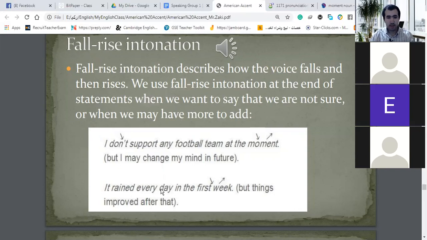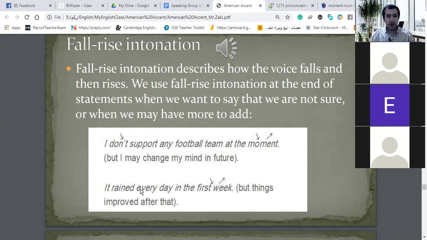It rained every day in the first week. In the first week, the word first has a falling intonation, and then week has the rising intonation. First week, but things improved after that. So when you say I don't support any football team at the moment, this means that you may change your opinion later on in the future. Okay?